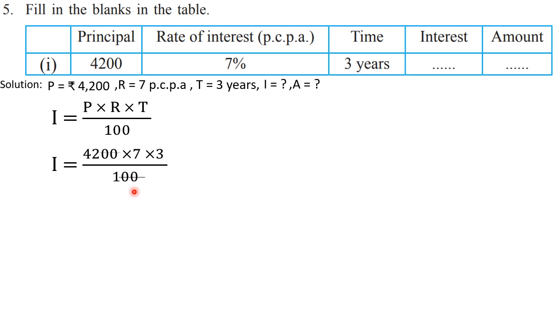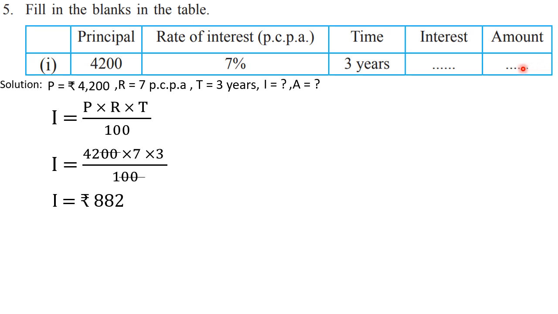Okay. So now see here, 2 zeros and 2 zeros will get cancelled. So what is remaining? 42 into 7 into 3. And when we multiply these, we will get 882 rupees. Okay, so I is equal to 882 rupees.